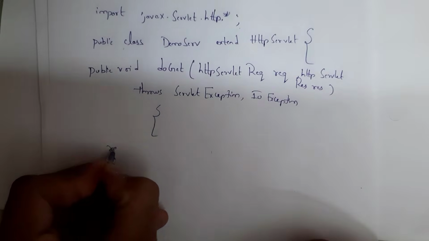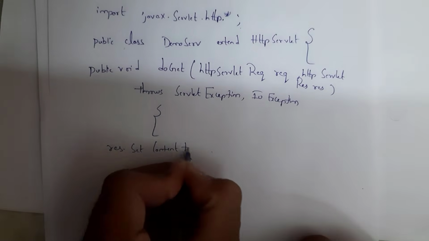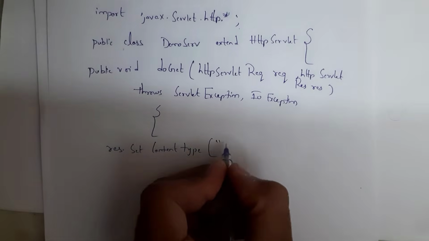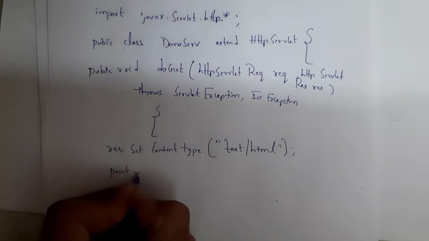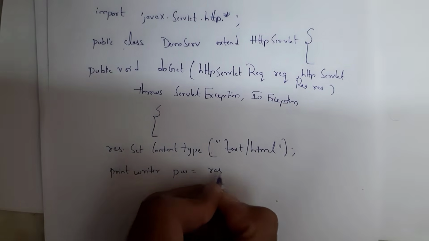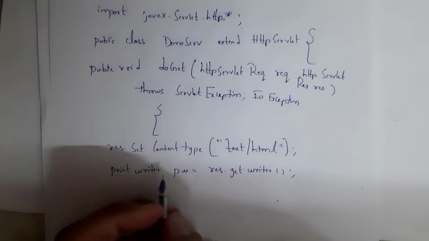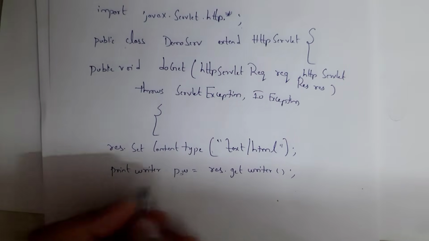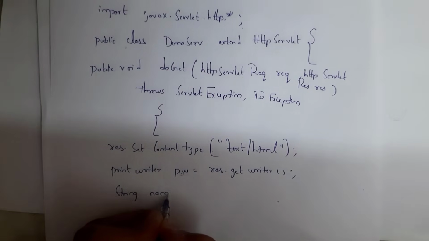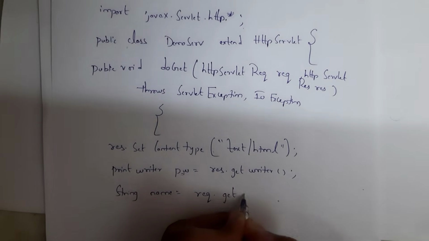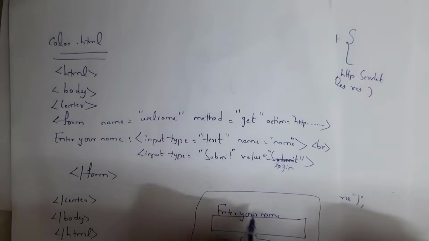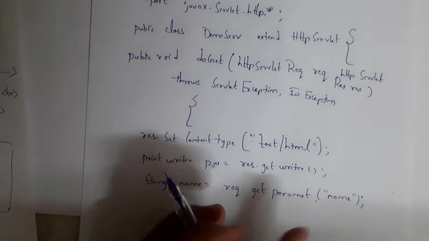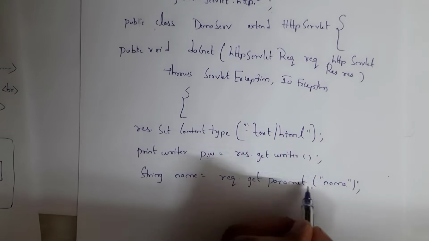After that you need to write response.setContentType. I am giving the content type as text/html. After that, PrintWriter pw equal to response.getWriter. I am creating a PrintWriter, and its name is pw. So String name equal to request.getParameter name. The meaning of this line is, in the previous program I wrote name here. For example, if I entered Sai here, then this string will take the request as Sai. This is the meaning of this.